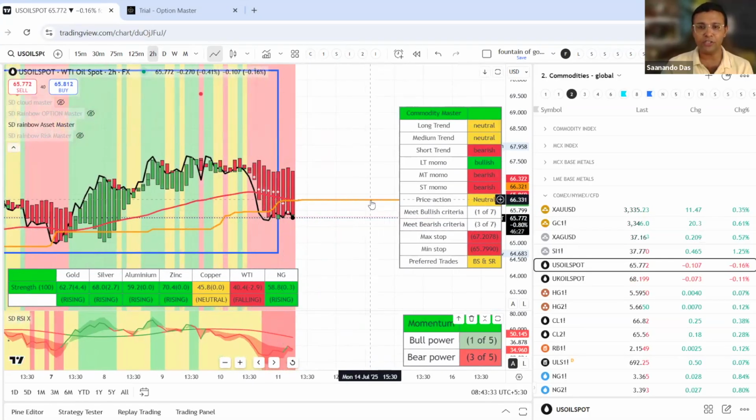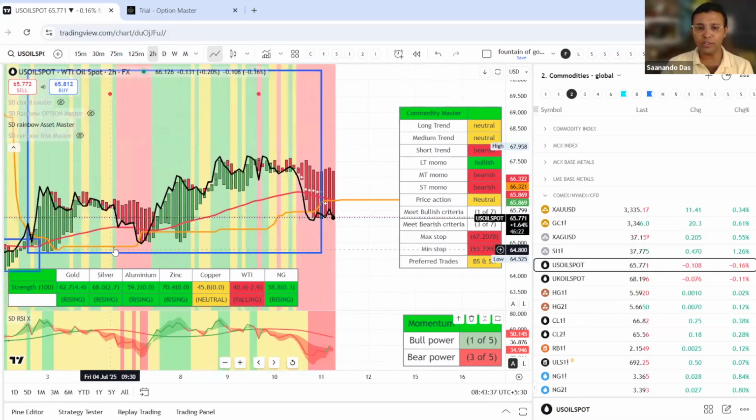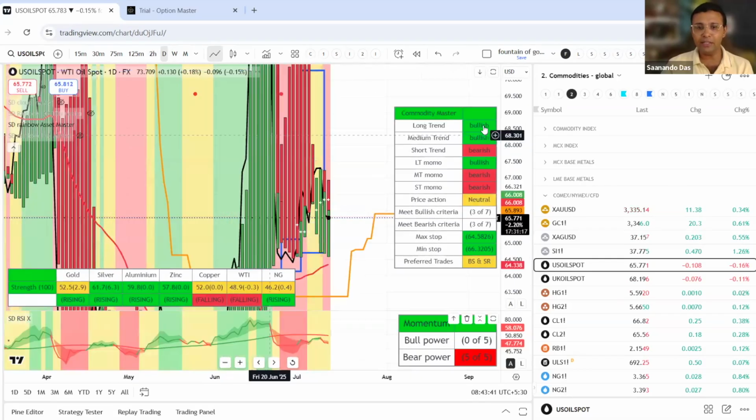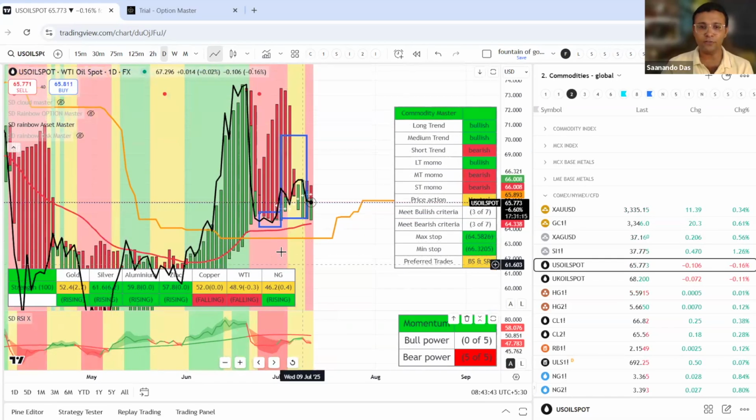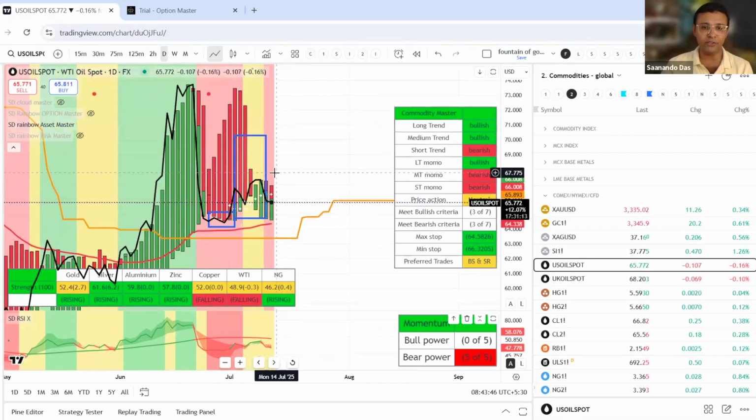Here is a tough resistance 66. Here tough support 65.4. Here tougher support 64.89. Even in the daily chart, if I see, there is a lot of support as well as lots of resistance. This is not a great market to play directional trades, which I prefer to do.